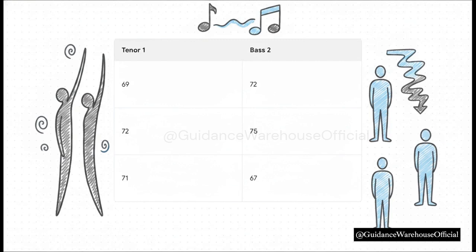Let's shift gears for a second and look at a totally different scenario to test what we've learned. Imagine a sample of heights from a choir broken down into two independent groups: tenor 1 singers, who have the higher voices, and bass 2 singers, who sing the lowest notes. We've got a few of their heights listed out in inches.